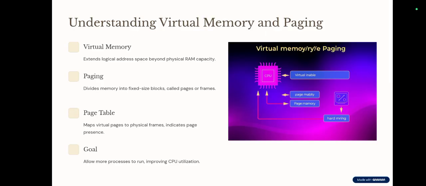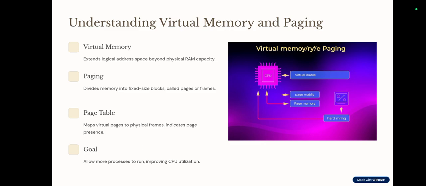Slide 2, virtual memory and paging. Let's begin with the foundation, virtual memory. Virtual memory extends the address space beyond the actual RAM. It allows large programs to run even if physical memory is small. This is achieved through paging, which breaks memory into fixed size blocks called pages for virtual memory and frames for physical memory. The page table maps virtual pages to physical frames and tells the OS if a page is present in RAM or not.